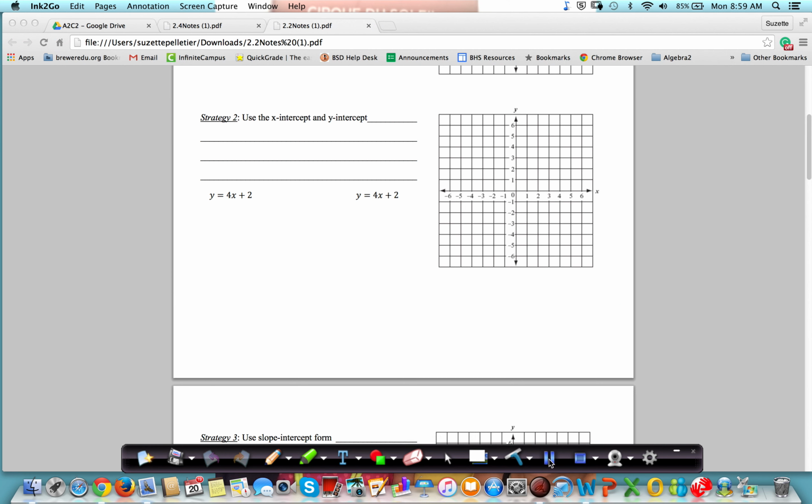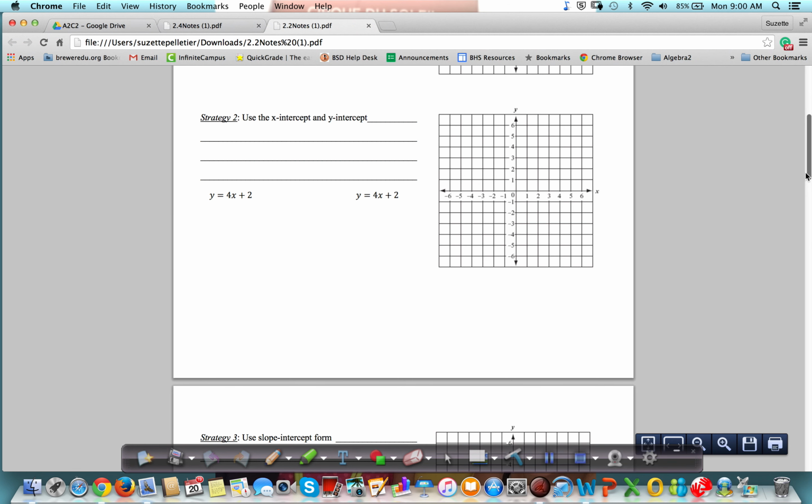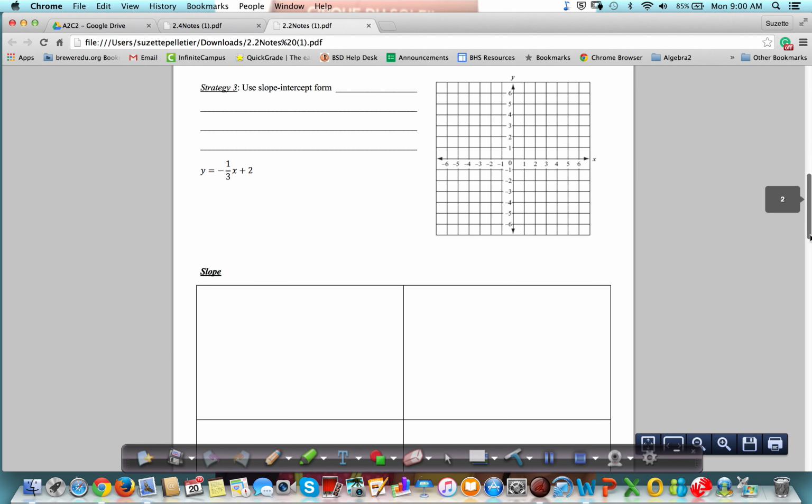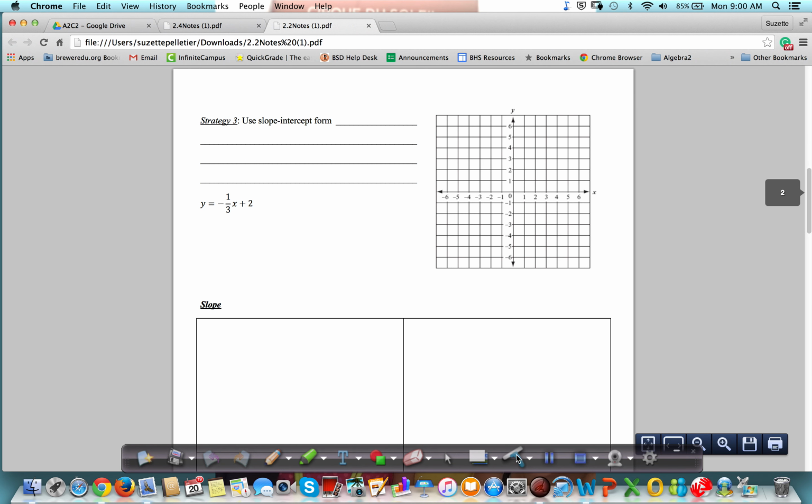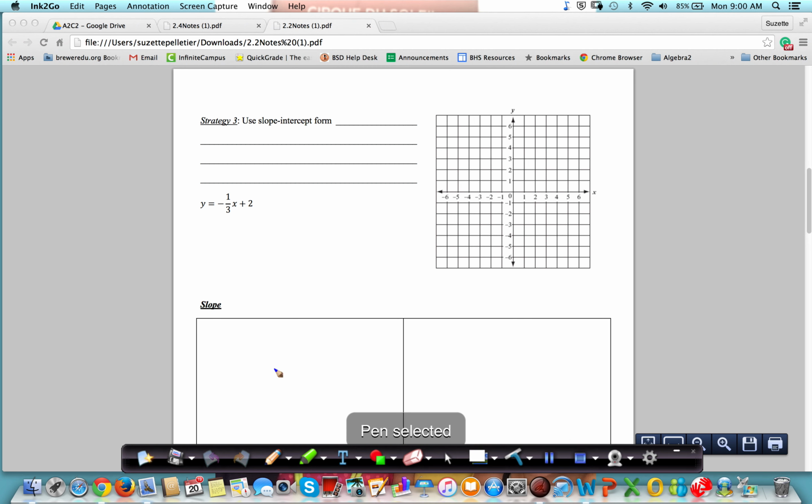Okay, so one more strategy to talk about. Let me go ahead and scroll my page up. And we're going to talk about the third strategy, which is using the slope-intercept form. So graphing a line using the slope-intercept form. So remember that slope-intercept is y equals mx plus b. This number, positive or negative, is the y-intercept. So that's where it crosses the y-axis. So you go to that point, you place your dot, and then this is your slope.